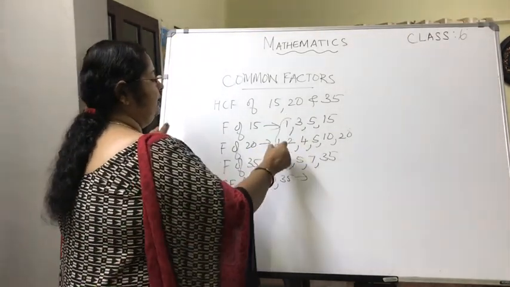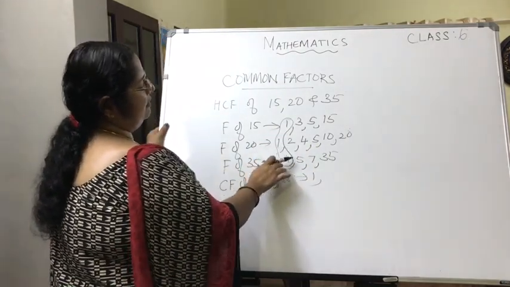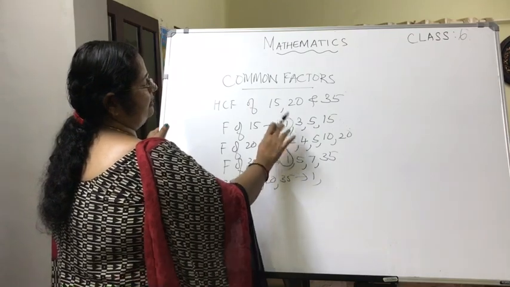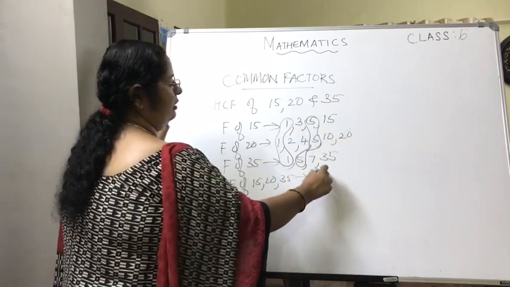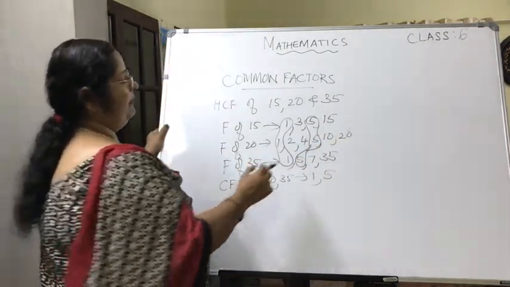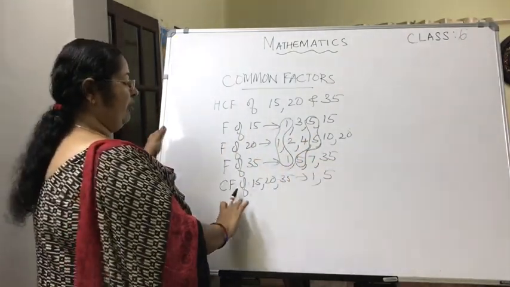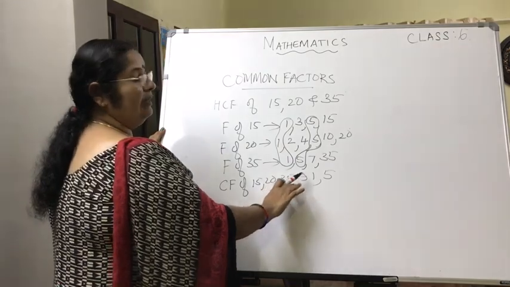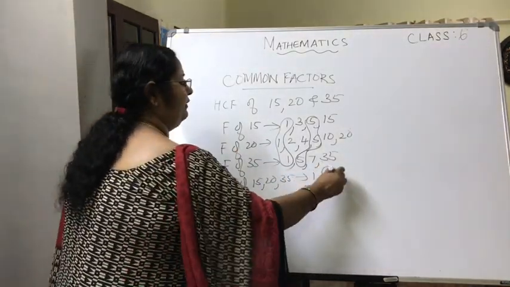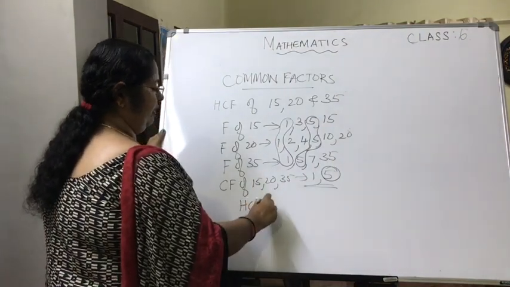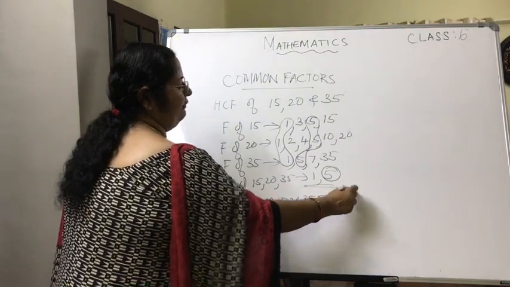Which are all common? See, 1 is common for all. Then which is the next number? Here it is 2, here it is 3, here it is 4. Yes, this 5. 5 is common for all. Anything else common? Here you have 15, 20, 10, 7, 35. Nothing is common. So the common factors of 15, 20 and 35 are 1 and 5. Among this, which is the highest? 5. So the HCF, or the highest common factor, of 15, 20 and 35 is 5.